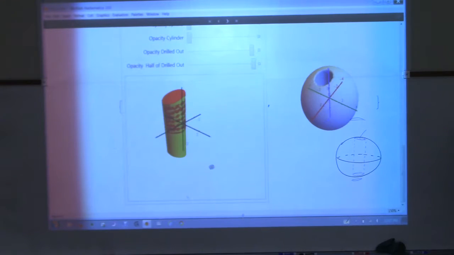No, because my drill is not going through the center. Oh, that's why. Okay? I don't want to drill the center of the sphere. I want to offset it. That's actually really hard to drill. Yeah, no, that would be a difficult thing to create.